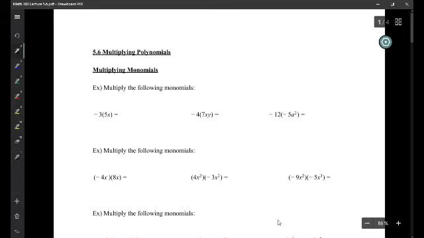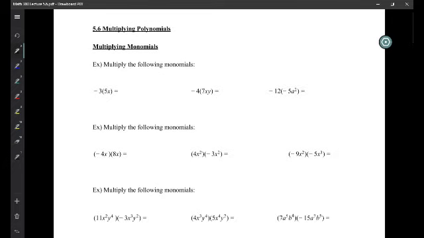Lecture is on 5.6, multiplying polynomials. First off, we'll start off with multiplying monomials. We'll jump right into it. Multiply the following monomials. Recall that monomials are products of numbers and variables.